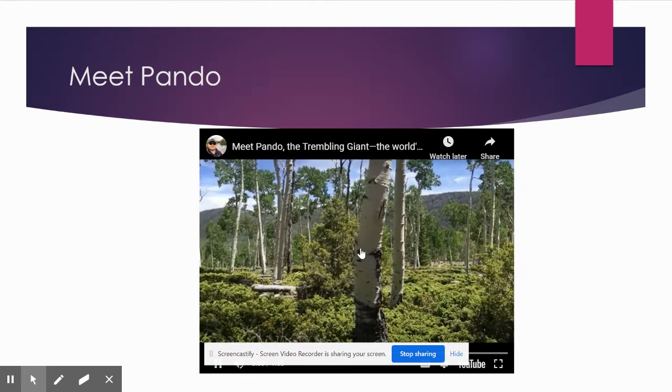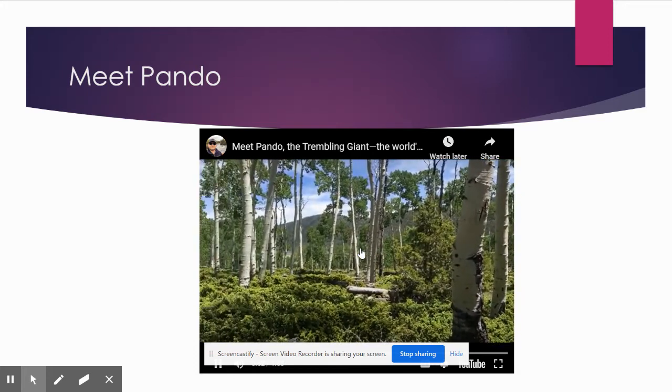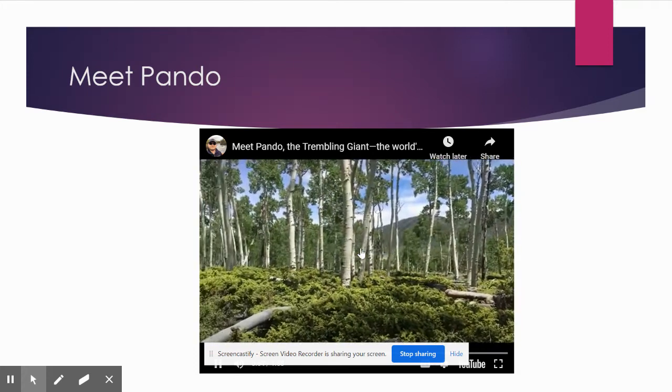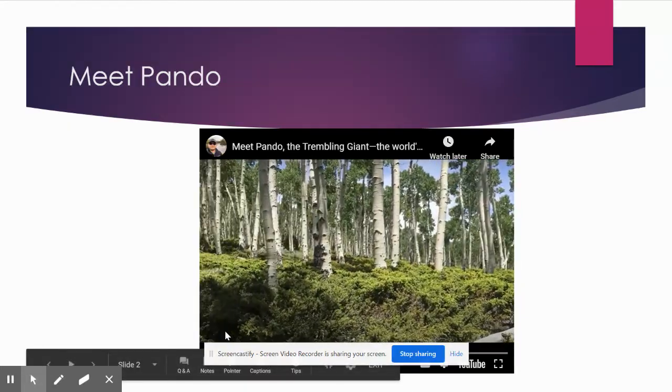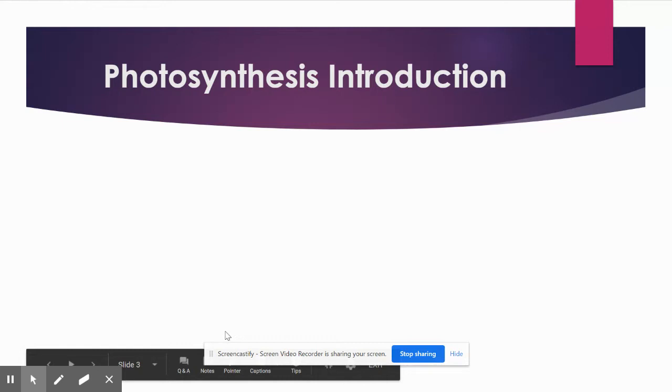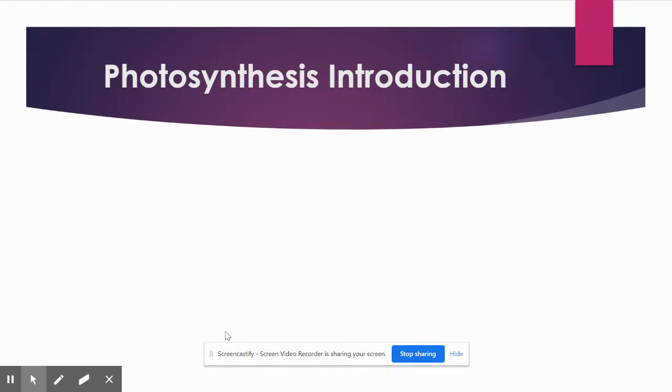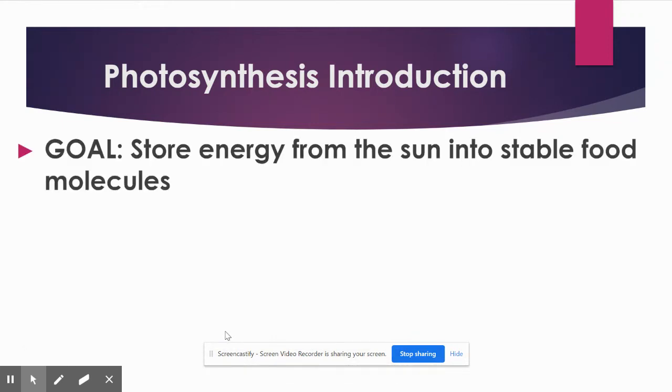And because it's one organism made up of these 47,000 different stems, it is also the oldest living thing that we know. So how did it get that big? Well, it got that big from photosynthesis. So let's talk about that.